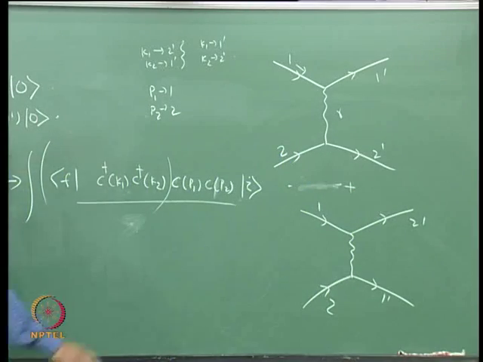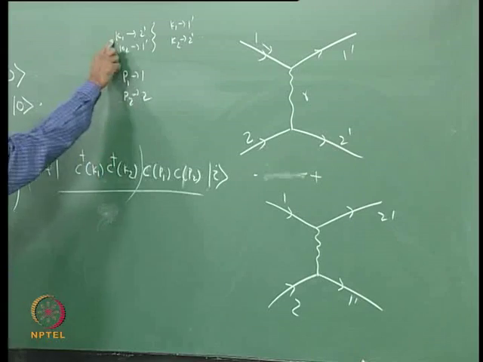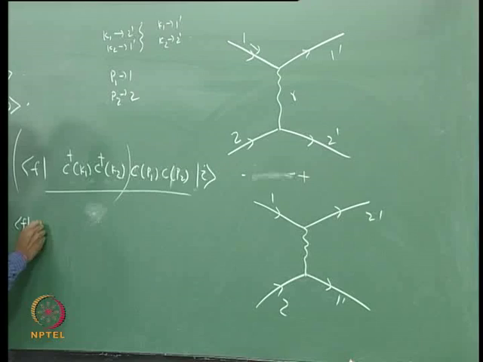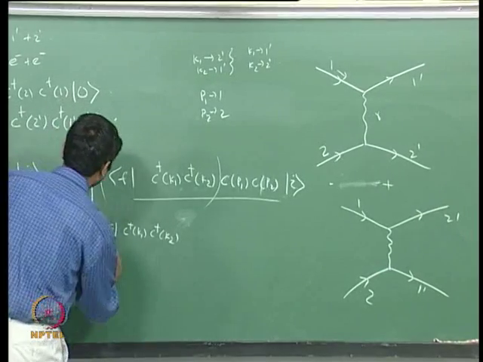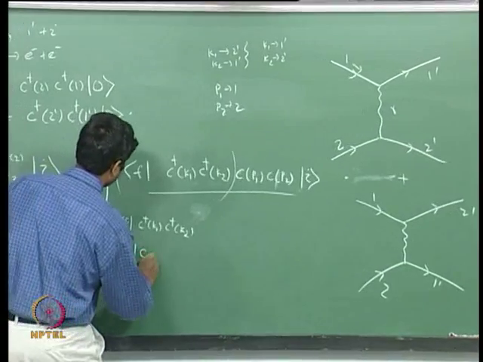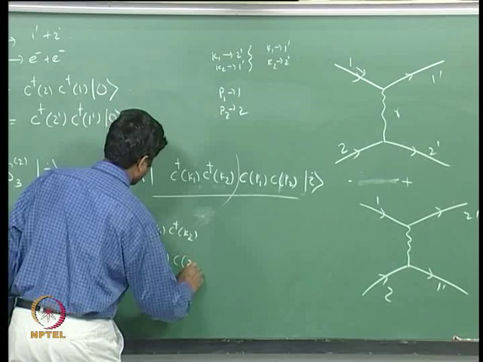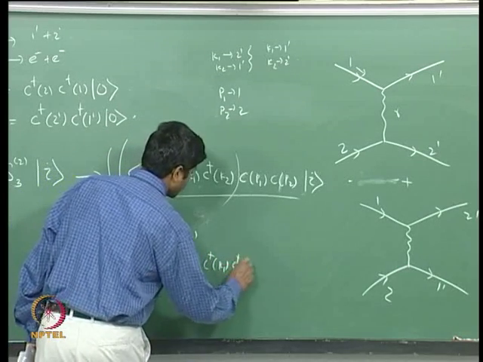What you need to keep in mind is that there is a relative minus sign here, because you look at this process here. What is this f? C dagger k1 C dagger k2 is nothing but this: C1 prime C2 prime and then C dagger k1 C dagger k2.